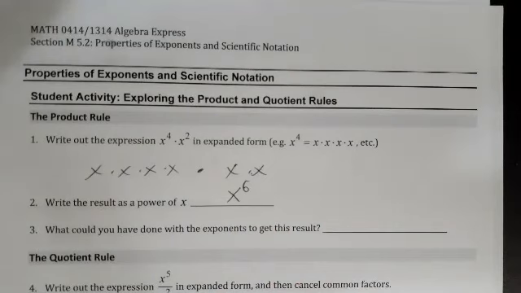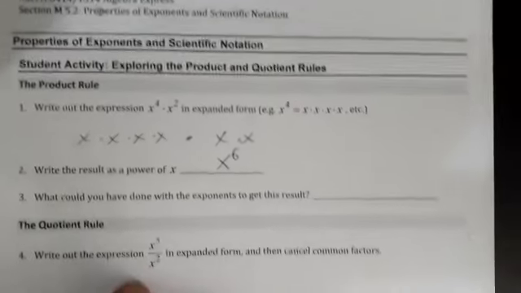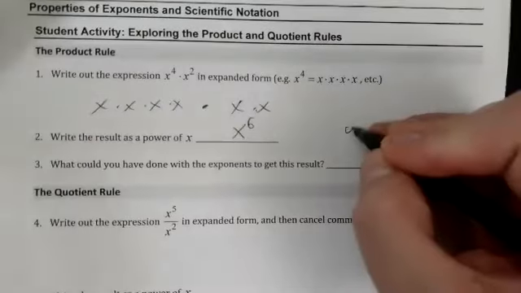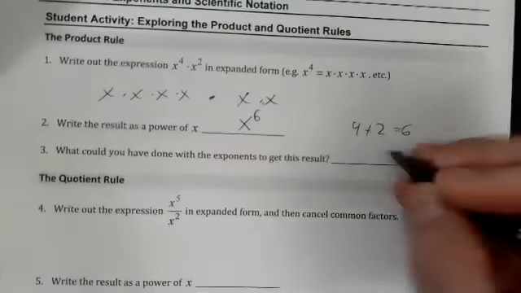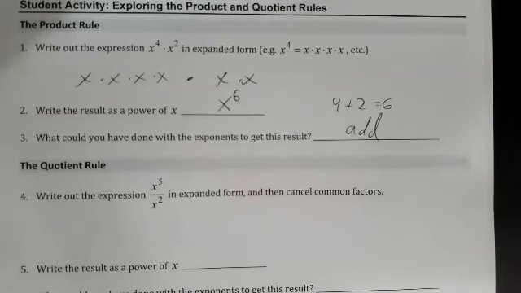And now we're sitting back, we're asking ourselves, how do we get from 4 and 2 to 6? And so you might figure that out. 4 plus 2. What do we have to do? We have to add these things. We have to add the exponents. So if you're multiplying, you're adding your exponents.